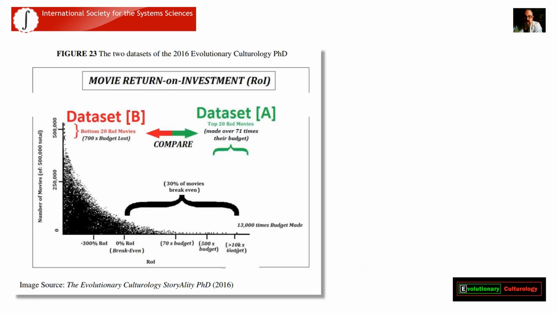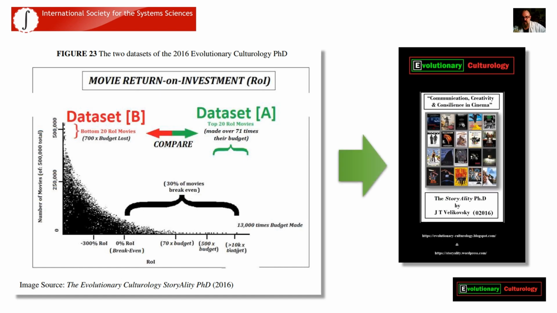Anyway, next, figure 23. This is what the EvCult PhD looked at in detail. The top 20 versus the bottom 20 ROI movies, comparing those 2 data sets, looking at the units of culture in the domain of cinema. But the funny thing is, cinema has all other domains within it, because you can point a camera at anything and everything. You can point it at an atom or a proton or a person or a planet, anything. So in a strange way, film is just a lens on the world, really. Another communication media.